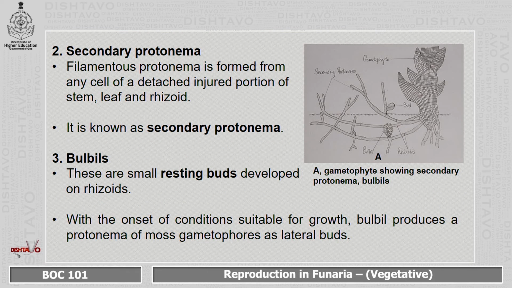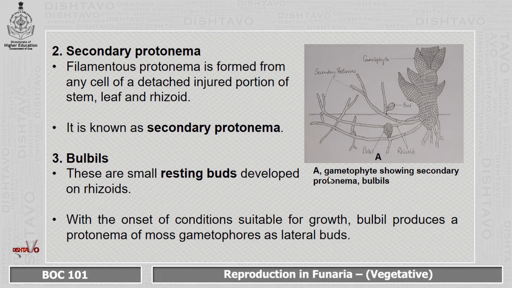Second method is secondary protonema. The filamentous protonema formed from any cell of a detached injured portion of stem, leaf and rhizoids is known as the secondary protonema. The third method is by bulbils. Bulbils are small resting buds which are developed on the rhizoids. At the onset of suitable conditions for growth, the bulbil produces protonema of moss gametophores as lateral buds.